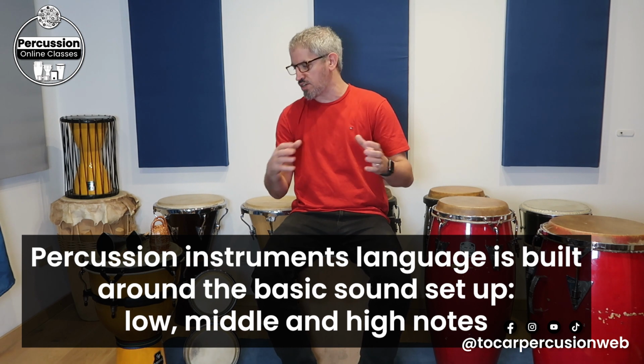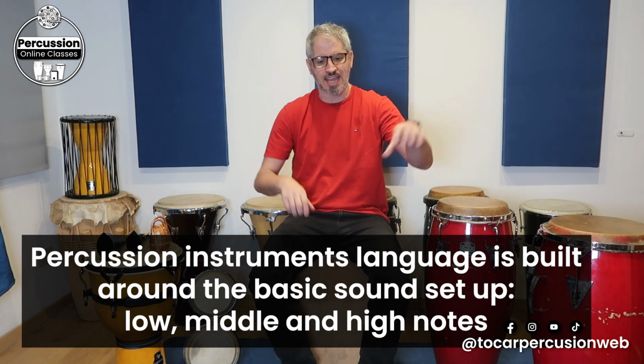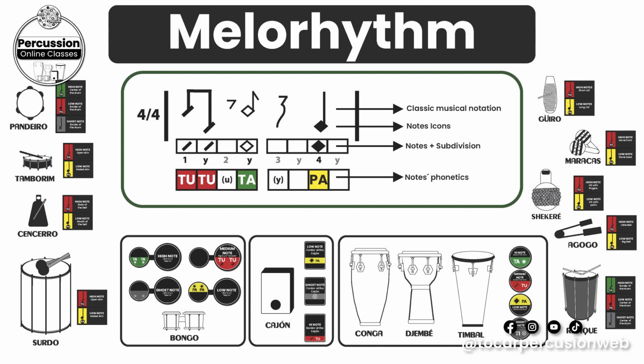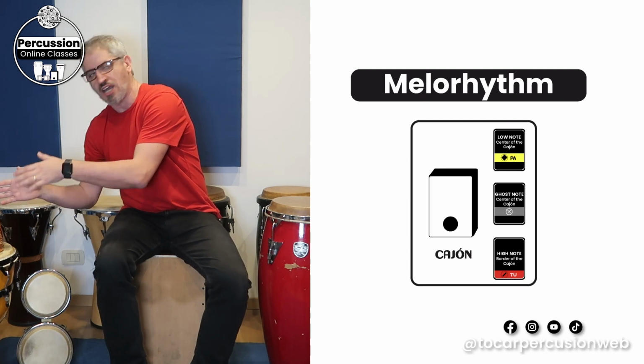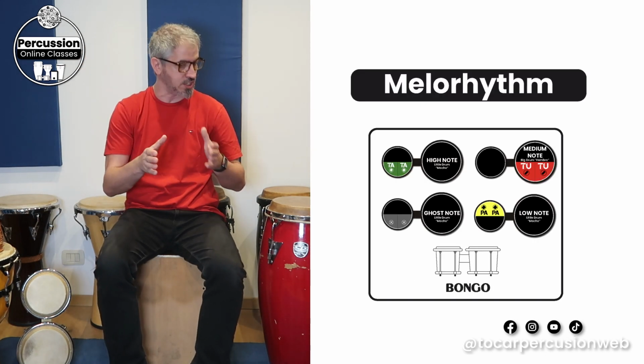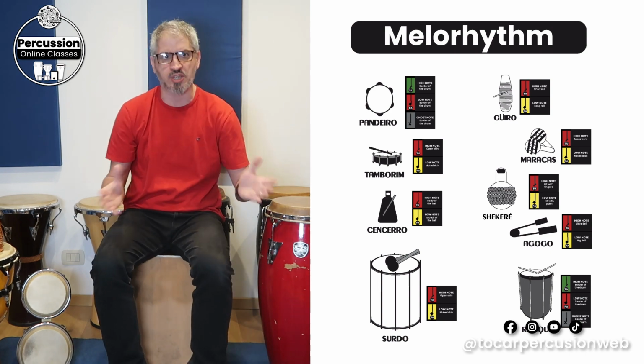Percussion instruments are connected by a common language based on that structure of low, high, and medium sounds. So that allows us to translate any rhythm from one instrument to another. We just have to look at how a rhythm is built and played in one drum following the sound setup, and translate it following that setup to the drum that we're going to play.